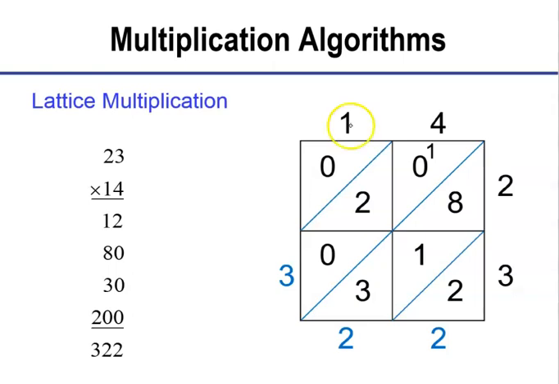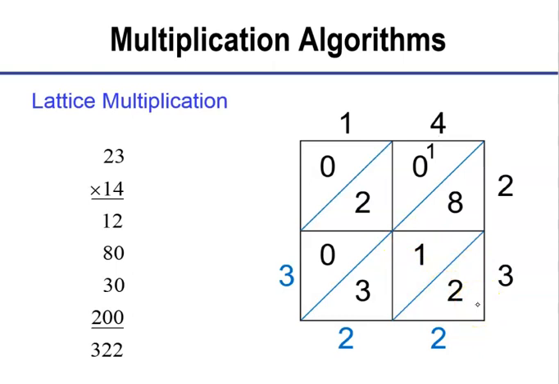You have 2 times 1 is 2, you have 0, 2. It's actually with addition that we did the lattice algorithm. And 2 times 4 is 8, that's 0, 8. 3 times 1 is 3, that's 0, 3, which really implies 0 hundreds and 3 tens, because you're really multiplying 3 times 10 right here. 3 times 4 is 12, which is 1 ten and 2 units.